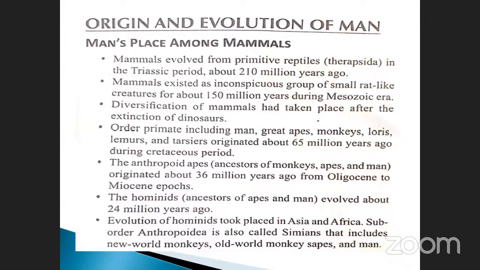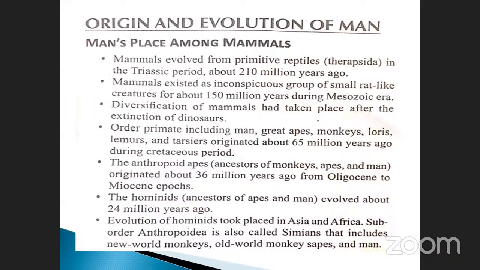The year is also very, very important sometimes, and sometimes they may ask questions. Evolution of hominids took place in Asia and Africa. Okay, so Asia and Africa. Suborder Anthropoidea, and also the Simians, that include the New World monkey and Old World monkey, apes and man. These are all mammals. How the mammals are derived, the evolutionary aspect, how it becomes, like that they may ask questions.